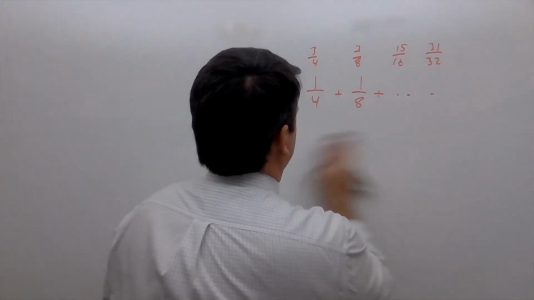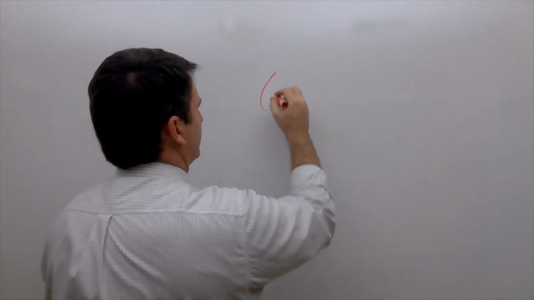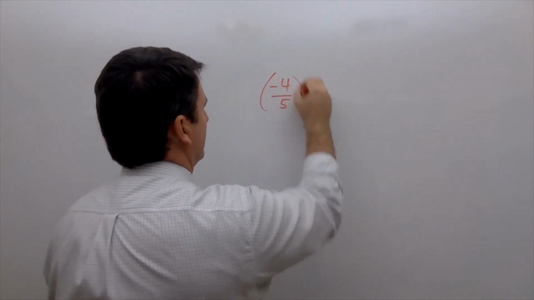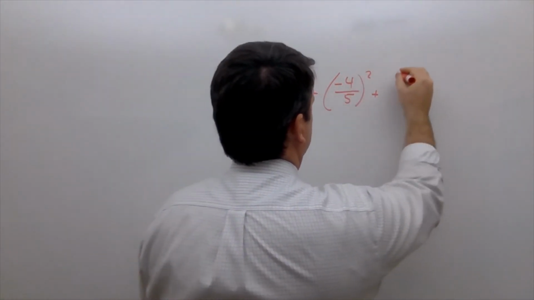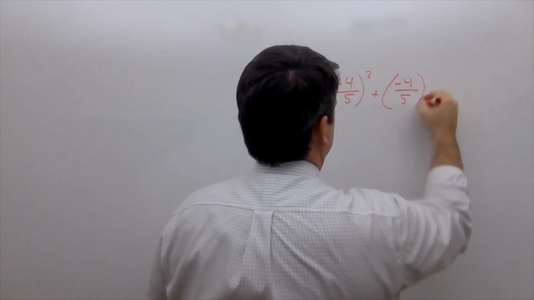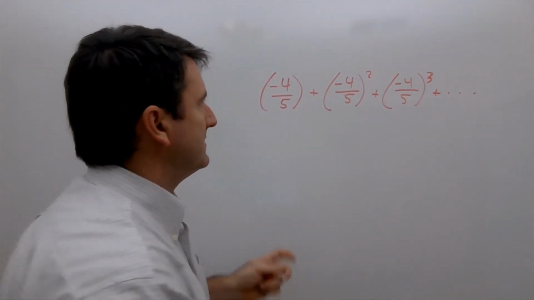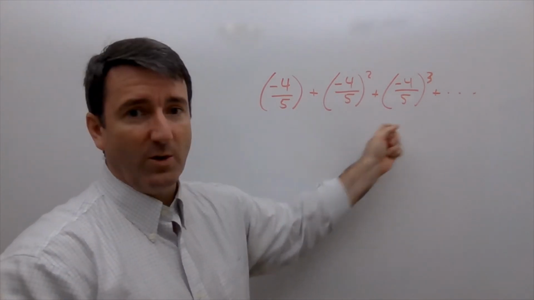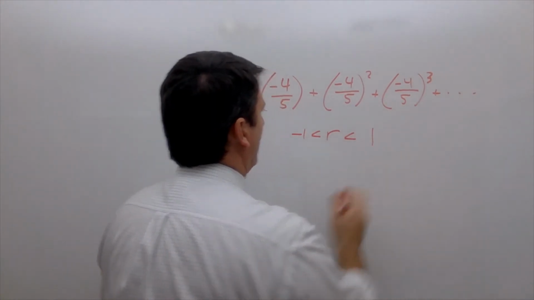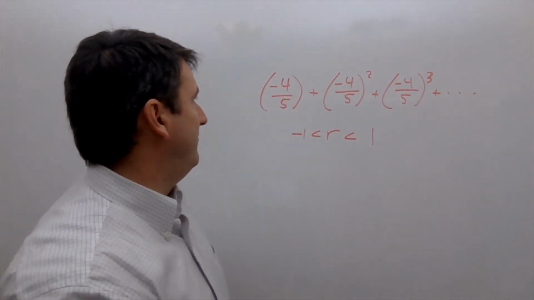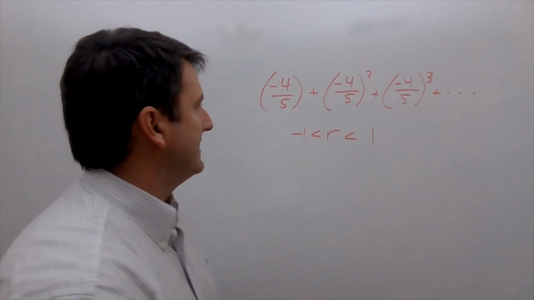All right, let's do a couple more examples here. So the first example, we've got negative 4/5 plus negative 4/5 squared plus negative 4/5 to the third plus and on to infinity. So the first thing we need to determine is, is this going to work? Is our r between -1 and 1? And we can see that yes, it is. Negative 4/5 is greater than -1, but less than 1.